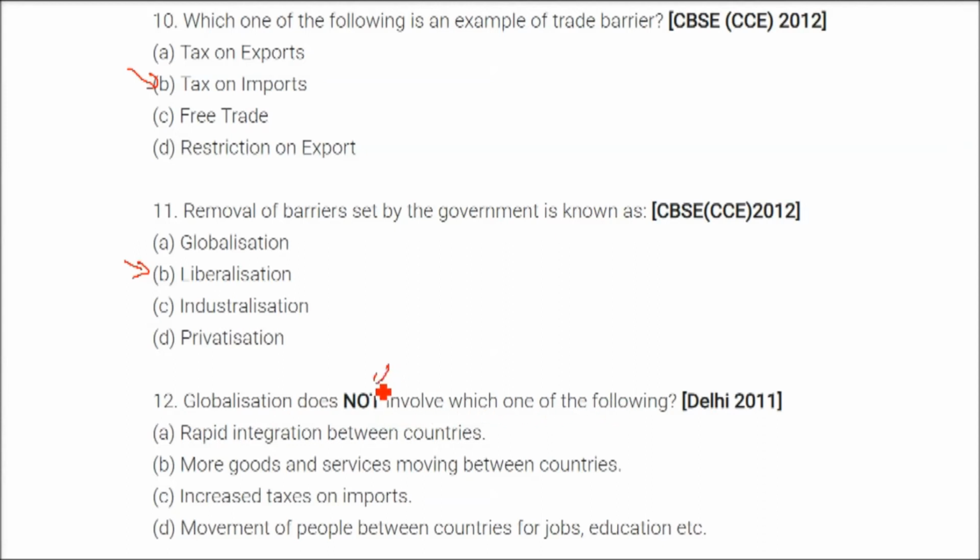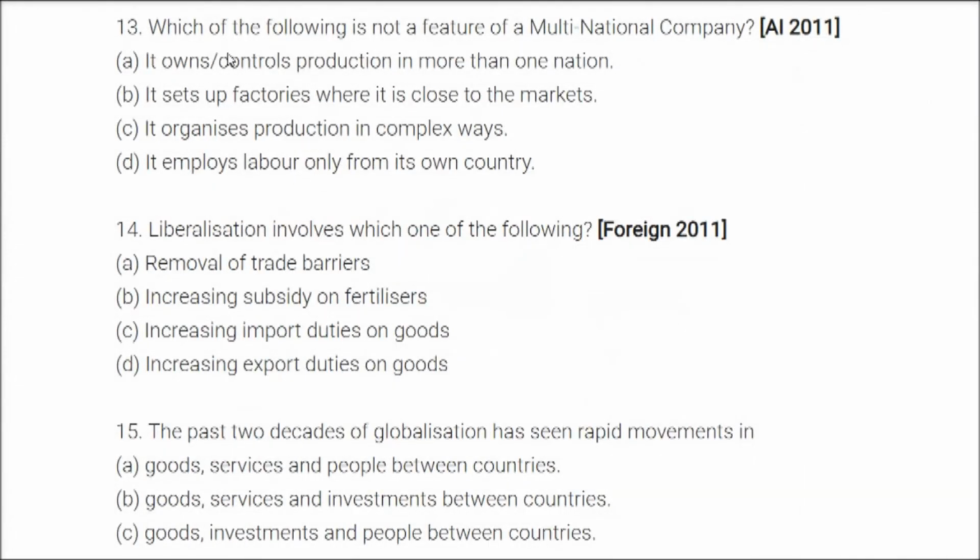Globalization does not involve which one of the following? You have to answer 'does not', right? So it is increased taxes on imports. Increased taxes on imports does not involve globalization, so it is the answer. Which of the following is not a feature of an MNC, multinational company? It employs labor only from its own country. It employs labor from the country where it is being established, so the local people are being employed.